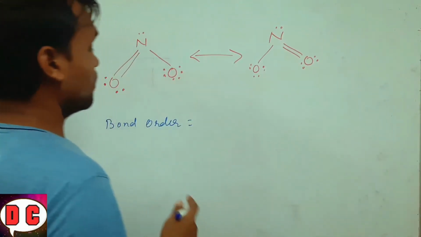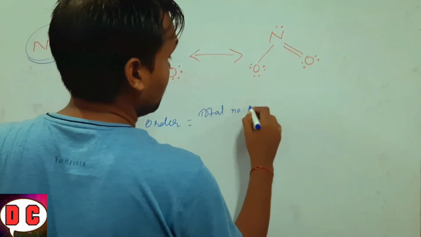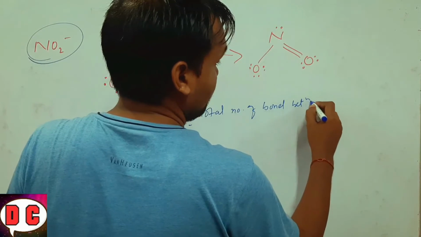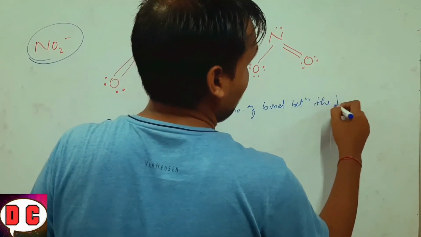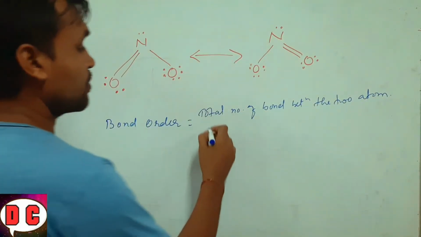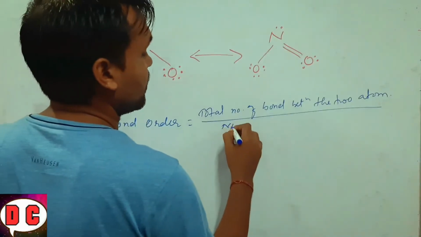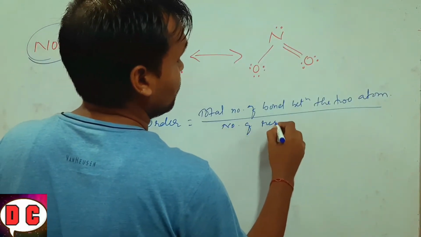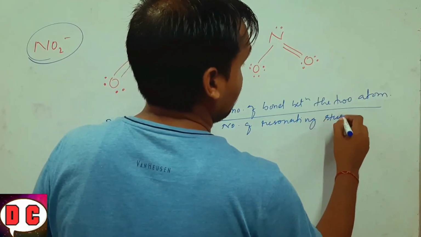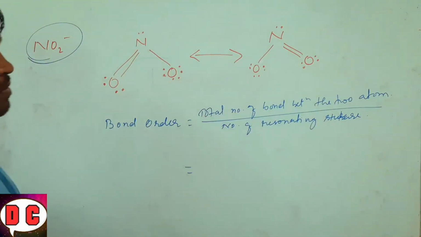How to calculate the bond order? Again I am writing the formula: total number of bonds between the 2 atoms, divided by the total number of resonating structures. So total number of bonds between the 2 atoms.